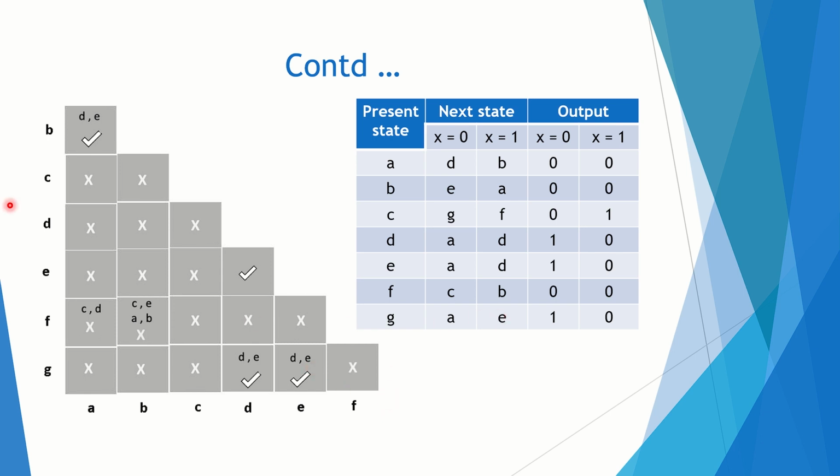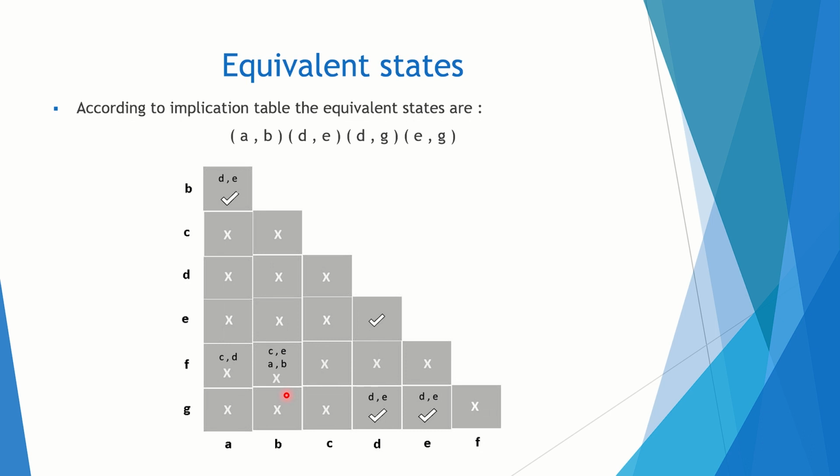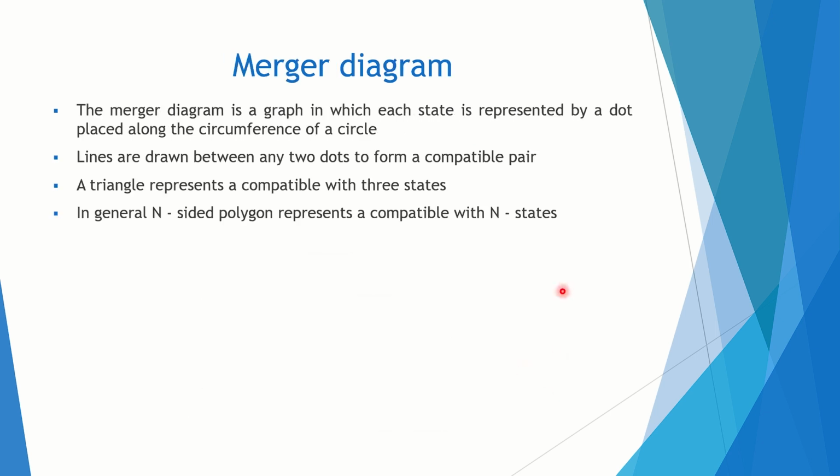So this is the implication table we have got here. We have 4 equivalent pairs, that is AB, DE, DG and EG. So according to the implication table, the equivalent states are AB, DE, DG and EG. Now the next step is using a merger diagram.